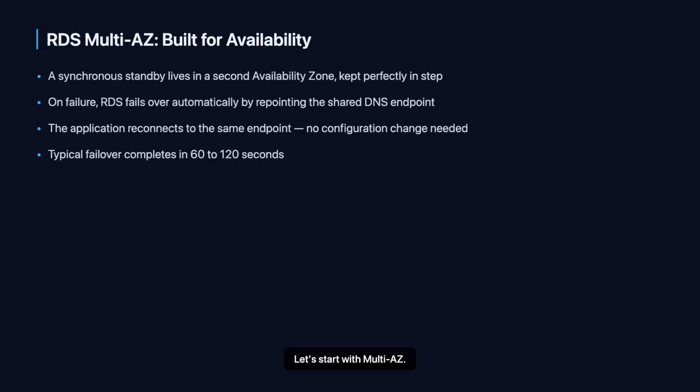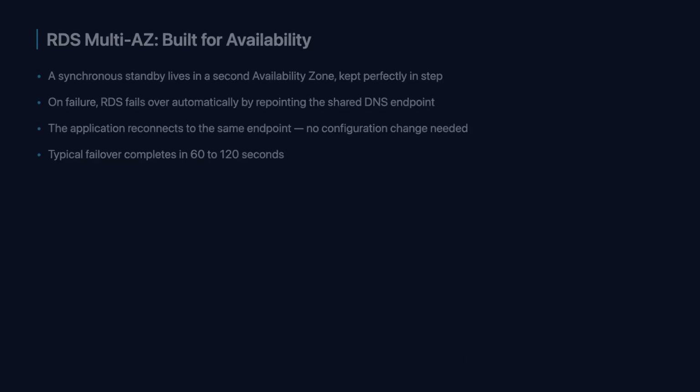Let's start with multi-AZ. As we defined it in episode 1, this is about availability. RDS provisions a synchronous standby in a second availability zone, and it's kept perfectly in step with the primary. Every write lands on both before it's acknowledged. When the primary fails, RDS handles the failover automatically. It repoints the shared DNS endpoint to the promoted standby, so your application reconnects to the exact same endpoint with no configuration change at all. Typical failover completes in 60 to 120 seconds.